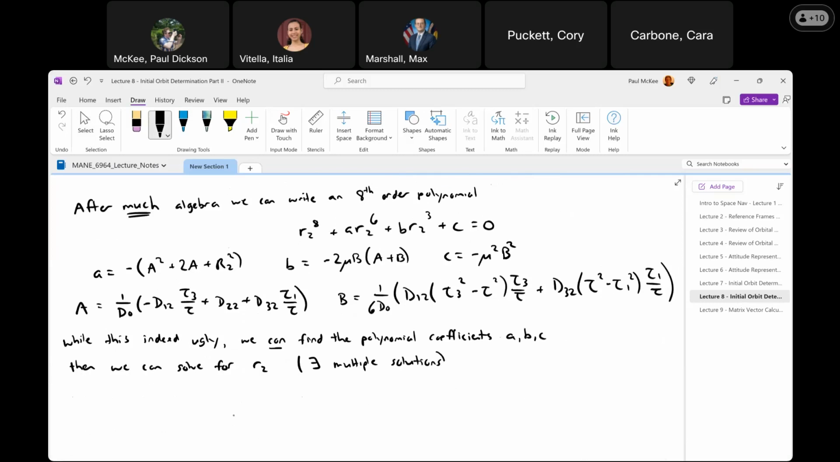So one possibility is start with a reasonable initial guess and iterate. And you will find the solution that is closest to your reasonable initial guess.